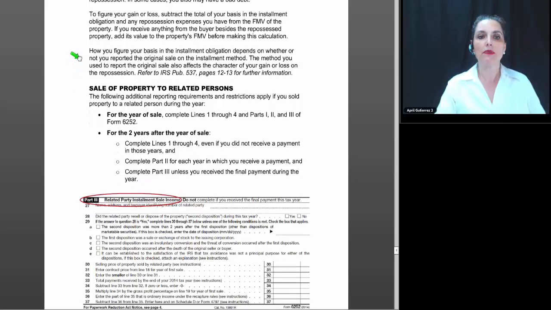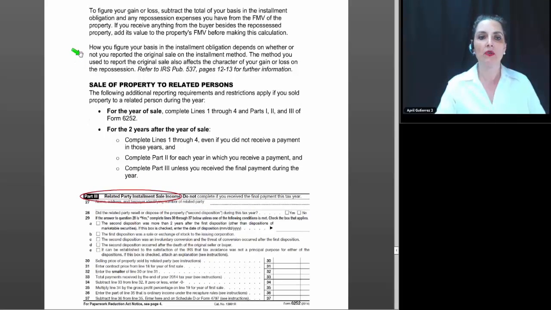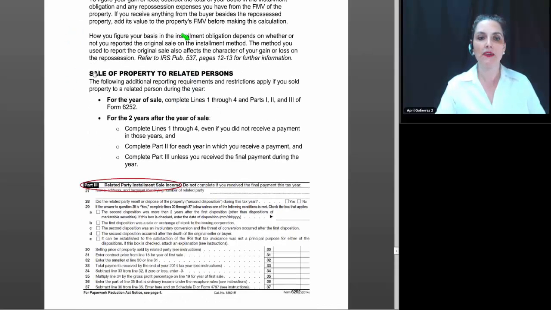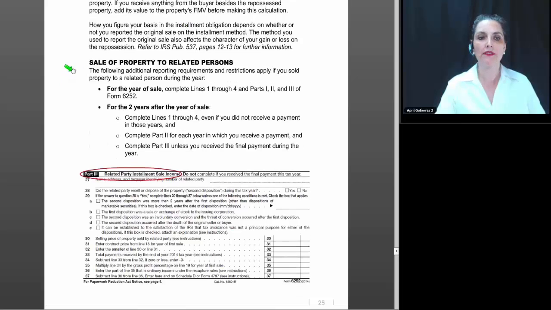How you figure your basis in the installment obligation depends on whether or not you reported the original sale under the installment method. The method you use to report the original sale also affects the character of your gain or loss on the repossession. And if you want to learn more about repossession of personal property, refer to IRS Publication 537 and flip to page 12.